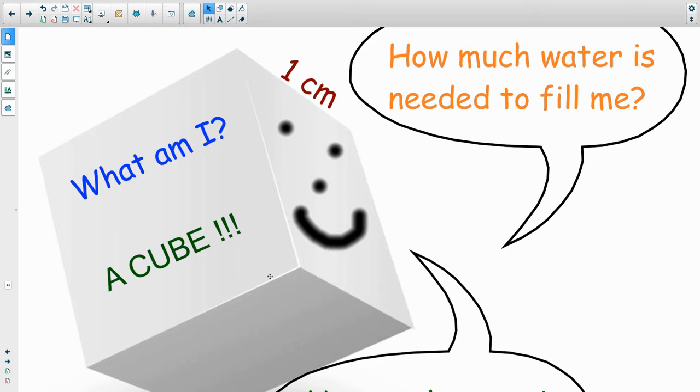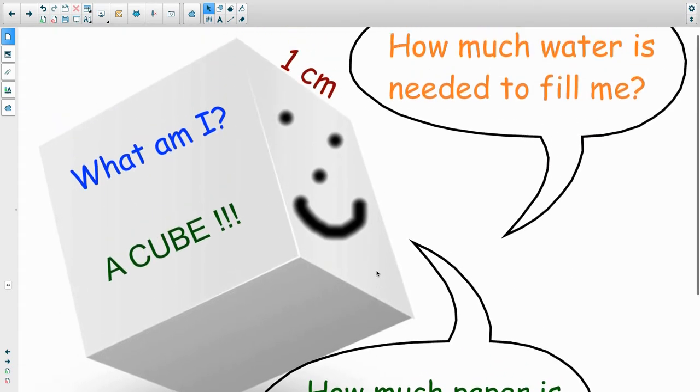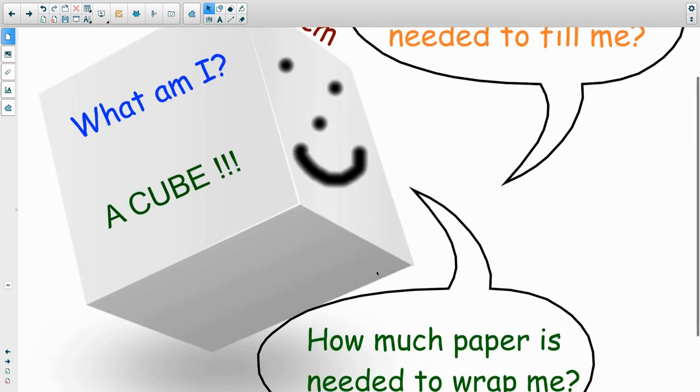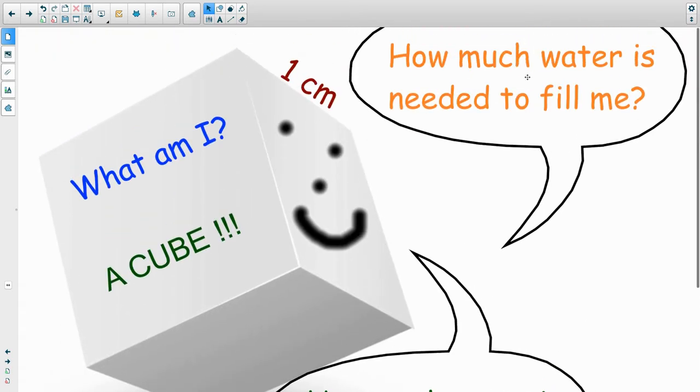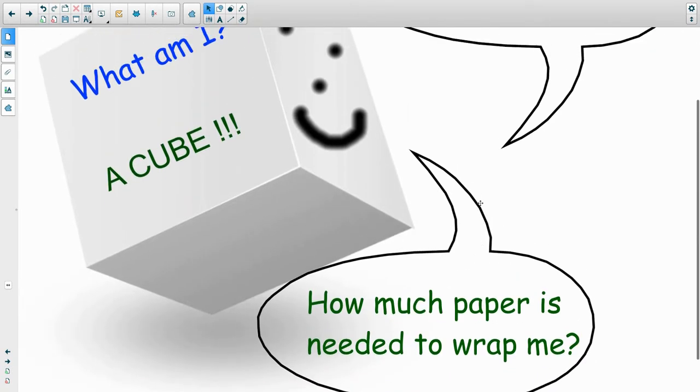So the two questions that the cube calls out for is how much water is needed to fill me? But the cube also sometimes wonders how much paper is needed to wrap me? So this right here, everybody, is the equivalent to the two different areas that we're going to discuss in three-dimensional geometry. The same way in two-dimensional geometry, we're concerned about the area, but sometimes the perimeter. Well, in 3D geometry, we're sometimes concerned with how much space you need to fill something and how much paper is needed to wrap something.